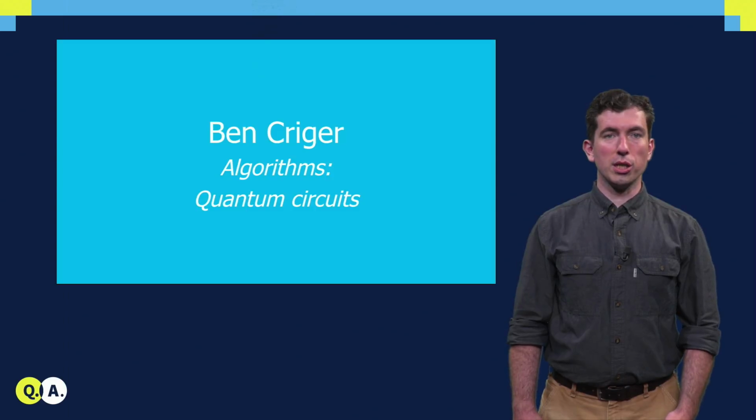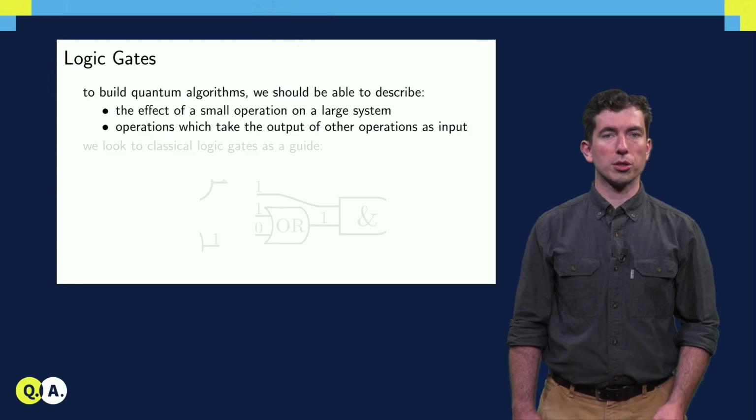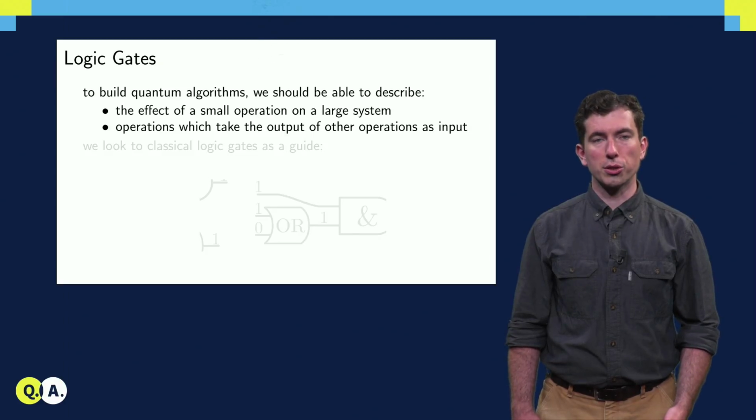An algorithm is a sequence of steps which solves a problem when carried out in order. Today, we're going to discuss how a quantum algorithm can be understood as a similar set of steps. In order to accomplish this, we're going to need a language that lets us assemble the quantum operations we've seen so far into larger procedures.